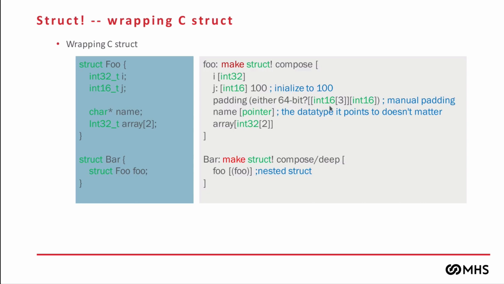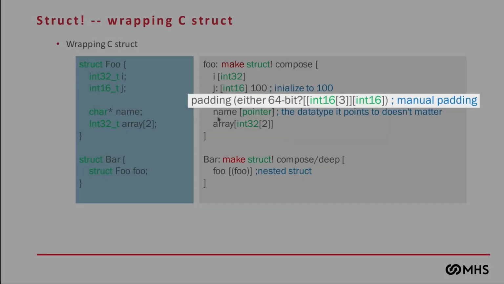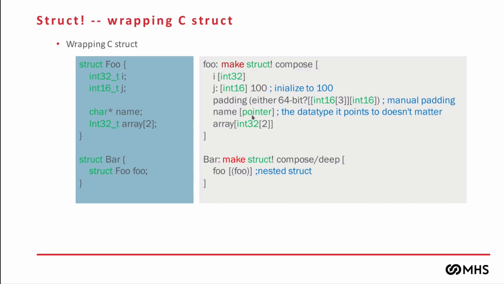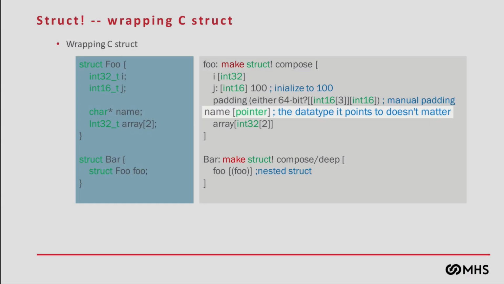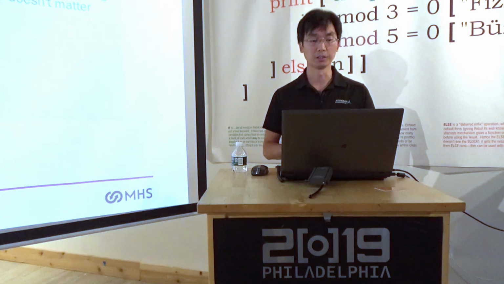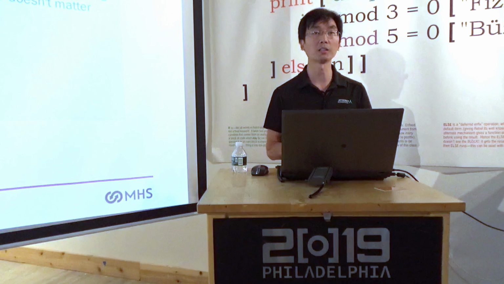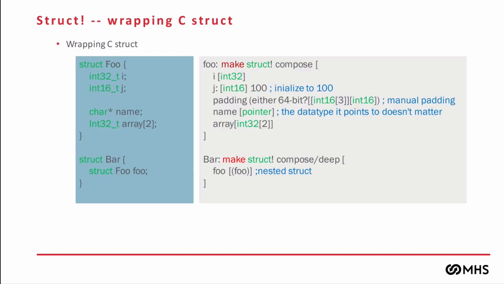So here, if it's 64-bit, then I pad with 3 2-byte integers. So this is the third field. The data type is just a single pointer, because in the struct, we don't really care what data type this pointer points to. We just need to know it's a pointer. The thing we care about at this point is the size of the data field. So the size of the pointers is the same no matter what they point to.